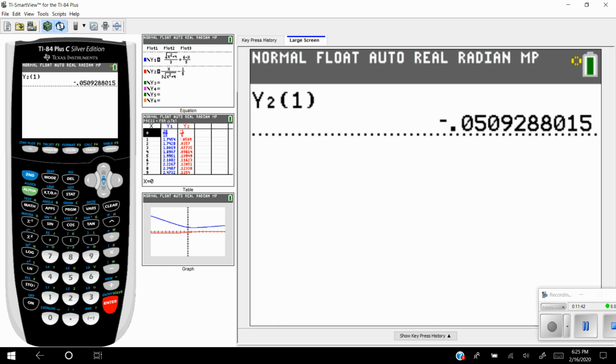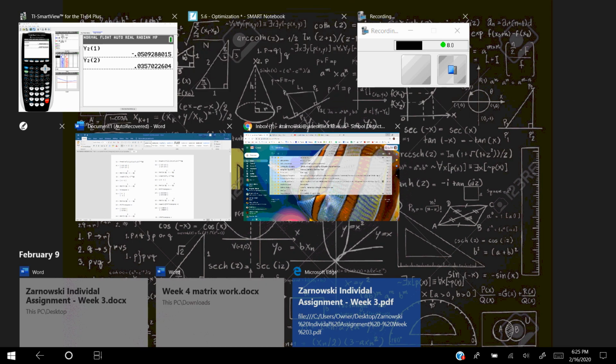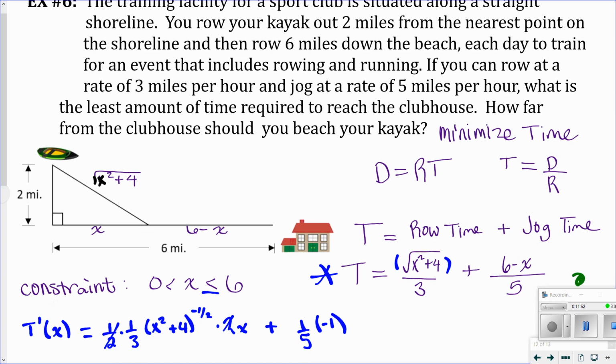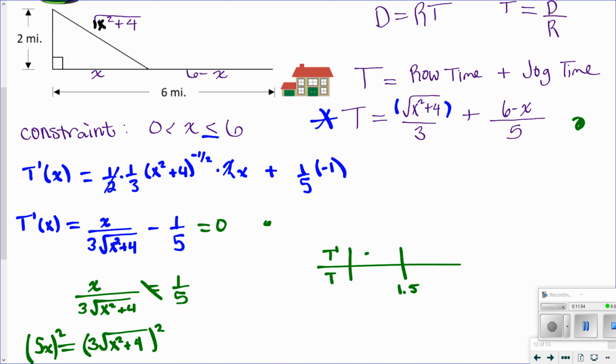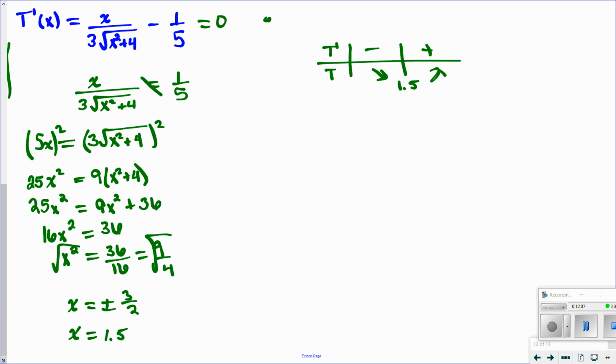And I do get a negative and a positive, which is good to start here, because that proves that 1.5 is a relative minimum. Now, of course, with optimization, we're looking for more than just relative minimum. With optimization, you're looking for the absolute minimum or absolute maximum on the given interval. So we can say that t of 1.5 is definitely a relative minimum.